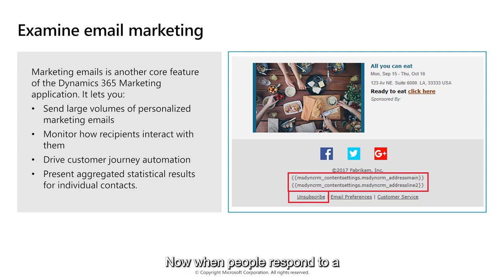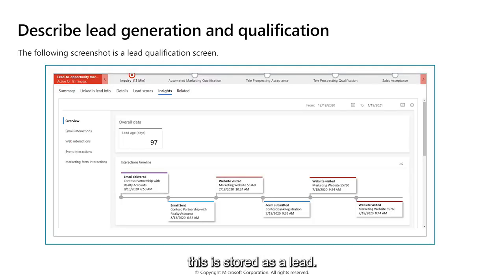Now, when people respond to a marketing initiative and we capture that information within the system, this is stored as a lead. Here we can see what we refer to as a lead qualification screen. With Dynamics 365 for marketing, we're able to create custom lead scoring models based on how customers are interacting with our organization.